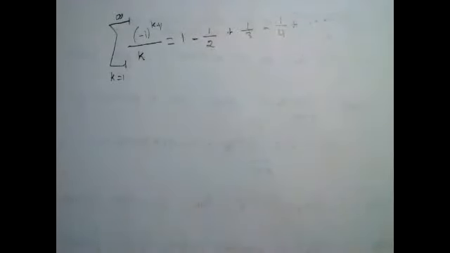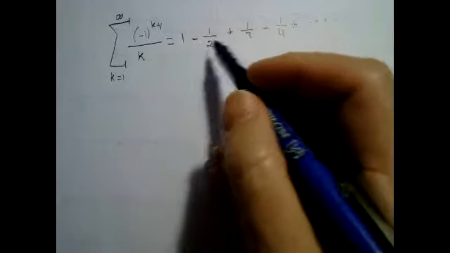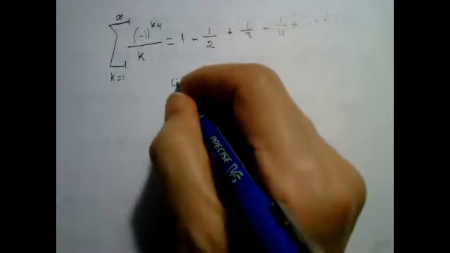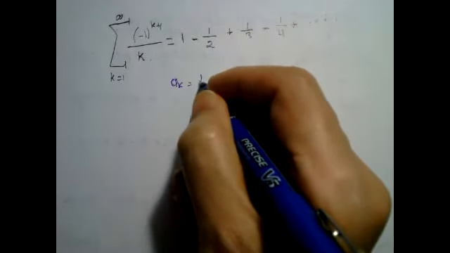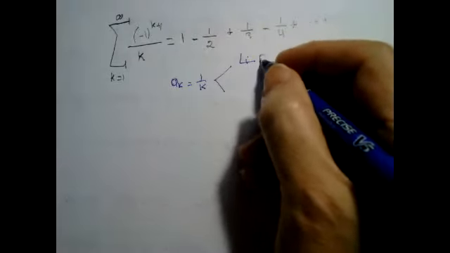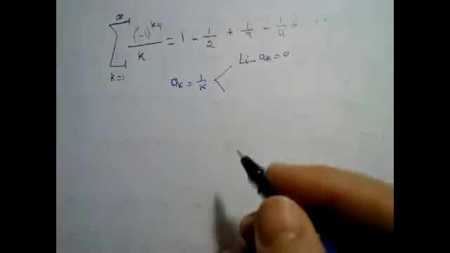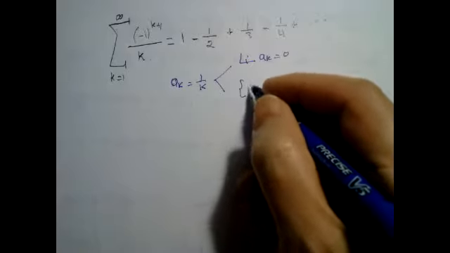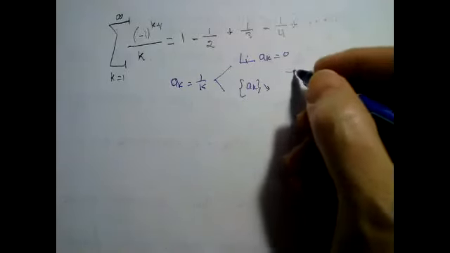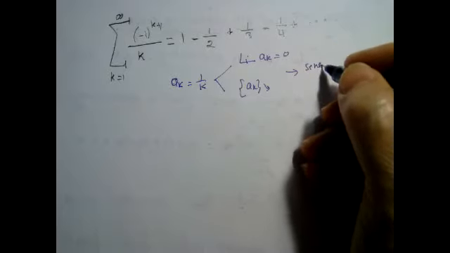Now this series, both conditions of the alternating series test are satisfied. Here my a_k is 1 over k. We know that the limit of a_k is equal to 0. That's satisfied. And then we know that the sequence a_k is decreasing. So both conditions hold, which means that the series converges.